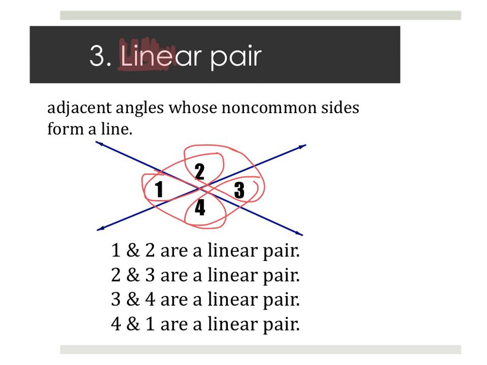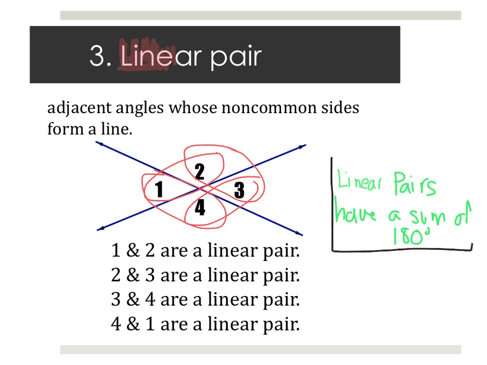So here's the property with linear pairs. Linear pairs have a sum of 180 degrees. So when you add linear pairs, you will always have the 2 of them add up to 180, which makes sense, right? If we look at angle 1 and angle 2 here, if they come together and form a straight line, yes, they're going to have a sum of measures that's 180.